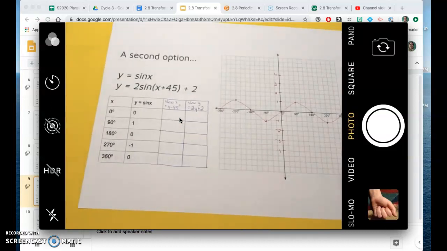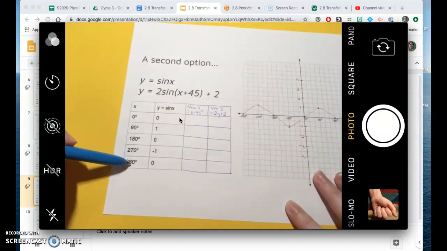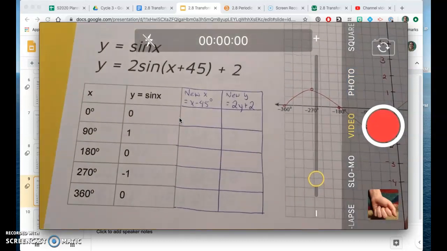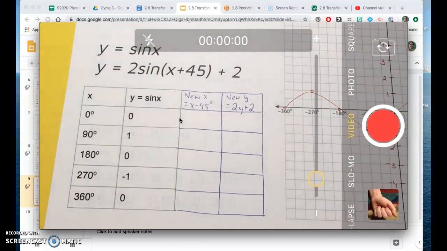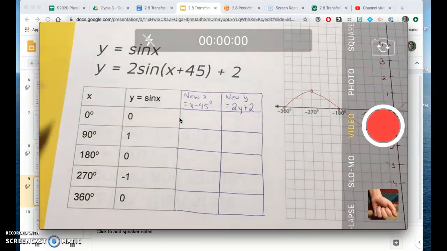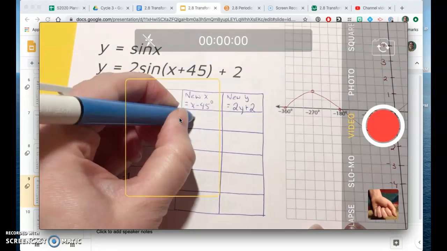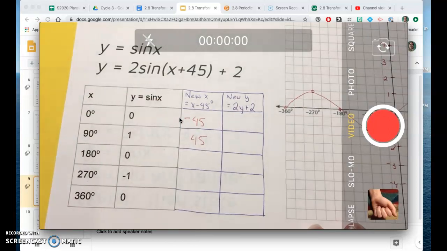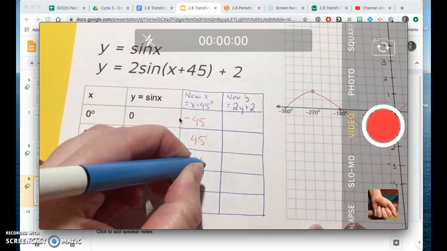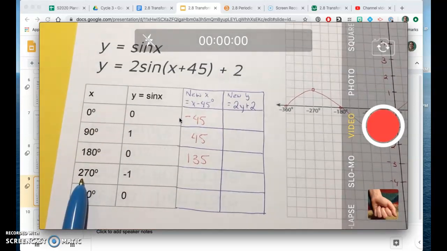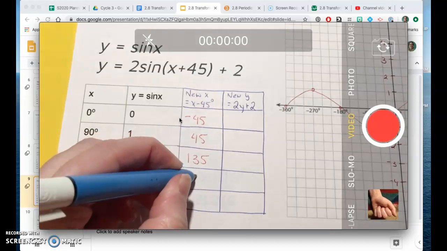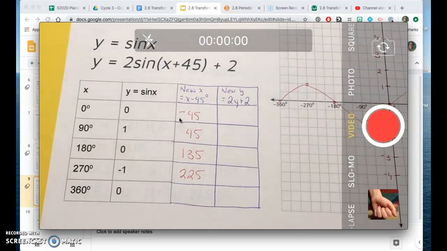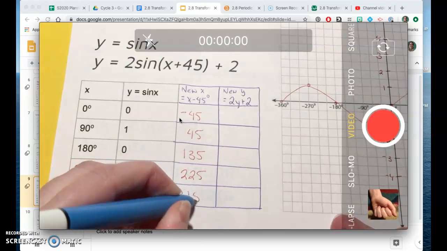Okay, so if I take all my old x values and subtract, I'm just going to zoom in a little bit, and subtract 45 from them, that's going to give me my new x values. So 0 minus 45 gives me negative 45. 90 minus 45 is positive 45. 180 minus 45 is 135. 270 minus 45 is, oh gosh, that must be 225, I believe. I'll check with my calculator. I'm pretty sure that's right. Okay, and then 360 minus 45 is 315. So those are my new x values.